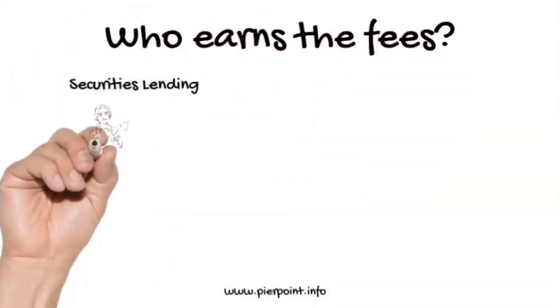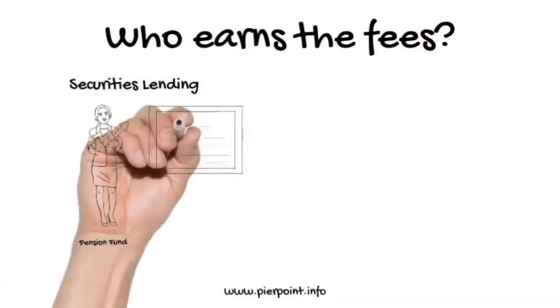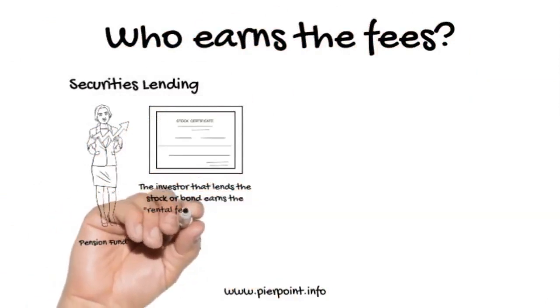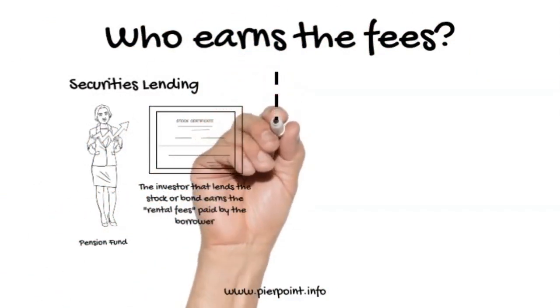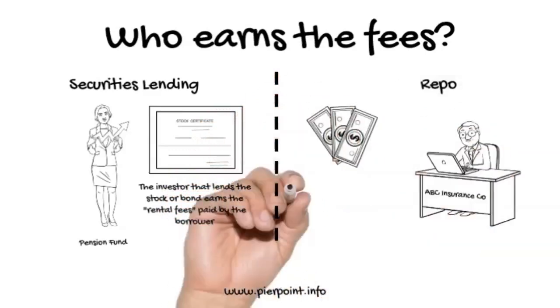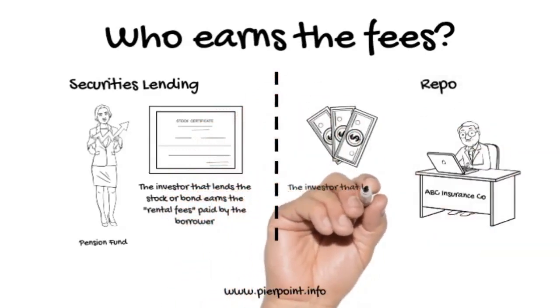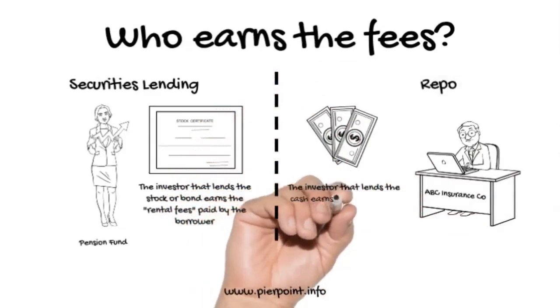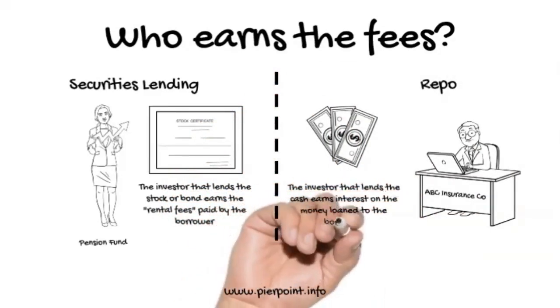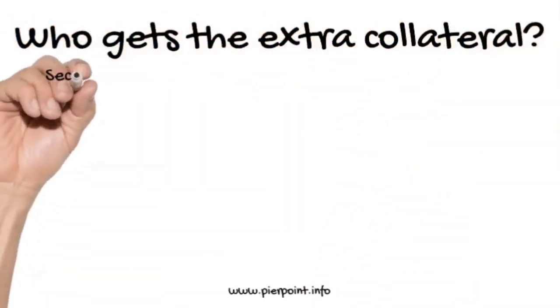Who earns the fees? In both cases, the lender of the scarce asset collects the fees. In the case of securities lending, the investor that lends the stock or bond earns a rental fee paid by the borrower. For repo, whichever party borrows the cash pays interest to the lender, just like any other cash loan transaction. Who gets the extra collateral?